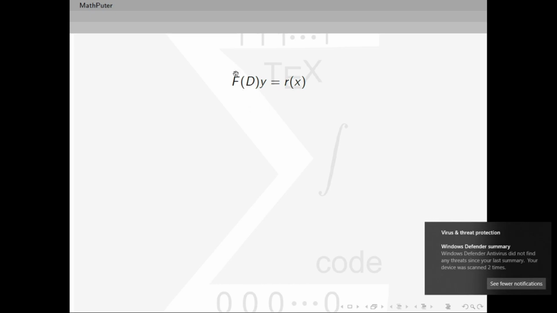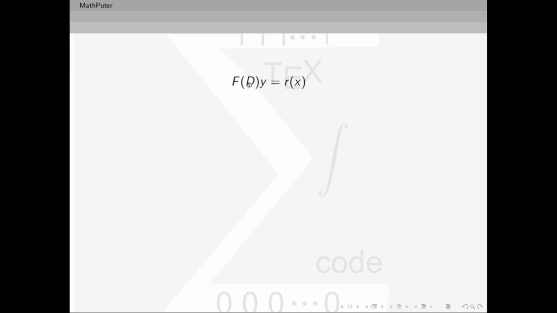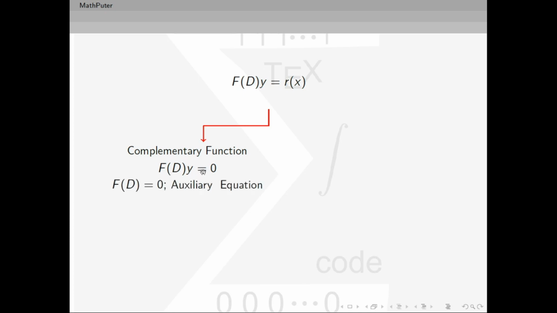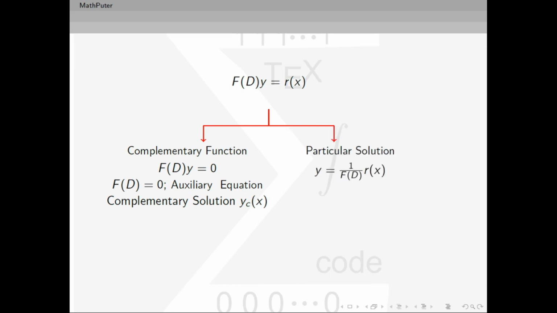This was the polynomial in terms of D, and D is nothing but the derivative operator. Rx is the right hand side. To solve this differential equation, we have the complementary function. We consider the right hand side as 0, f of D into y equal to 0. Then we have the auxiliary equation which gives us the complementary solution, and on the other side we have the particular integral. The solution of the particular integral gives us the particular solution.